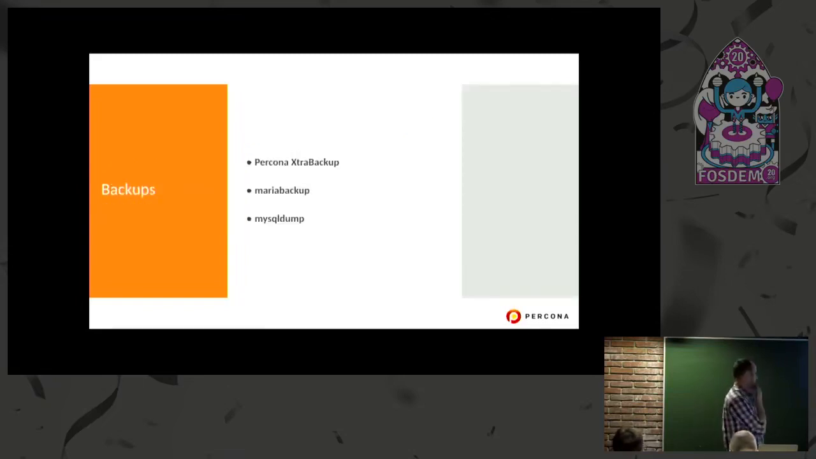So backups. You can back up the encrypted data. That's probably a good feature. You can use Percona XtraBackup to back up MySQL and Percona server, MariaBackup for backing up the MariaDB stuff, and you can use mysqldump to back up all three of them. The thing is, with mysqldump, if you do the backup, it won't be encrypted by default.